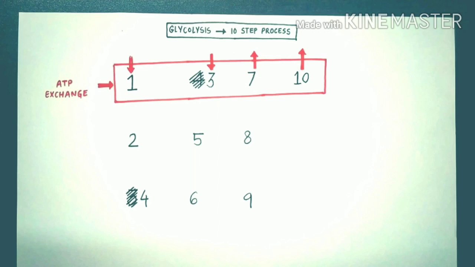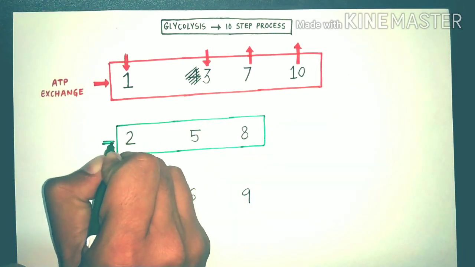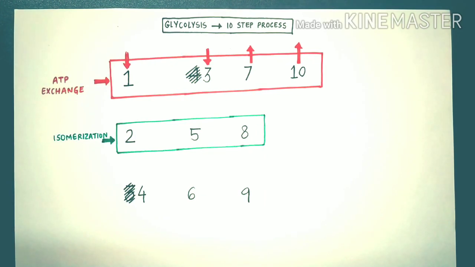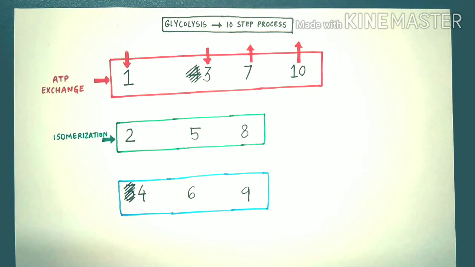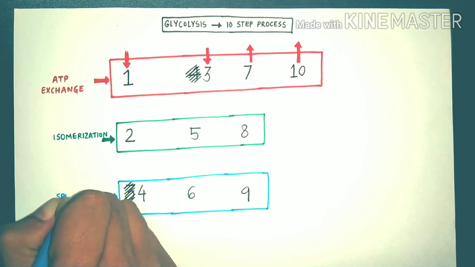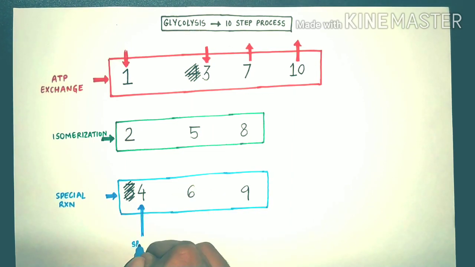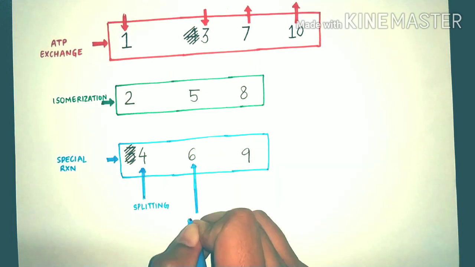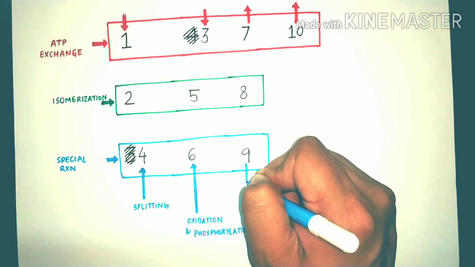Very simple as that. Next row, that is steps 2, 5 and 8 are isomerization steps. Final row, that is steps 4, 6 and 9 are special reaction steps. Step 4 is splitting or reverse aldol reaction. Step 6 is oxidation plus phosphorylation. Step 9 is loss of water.